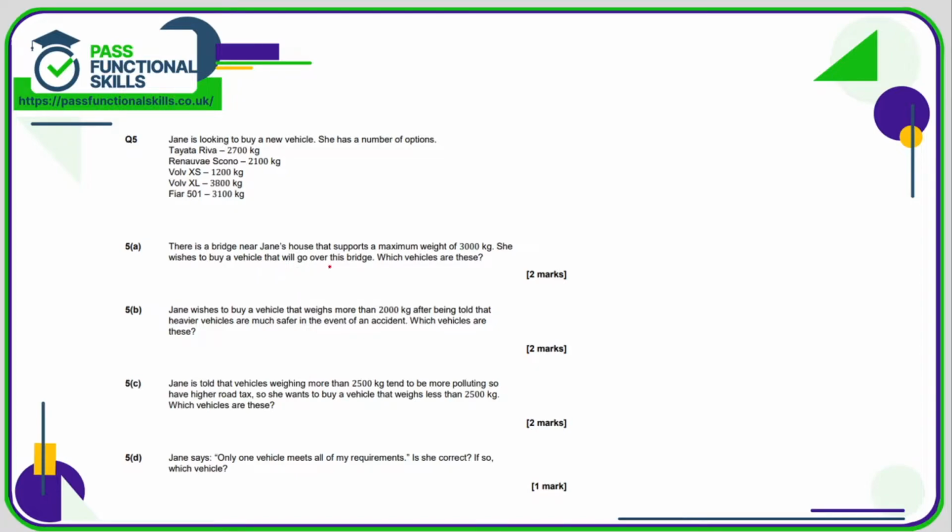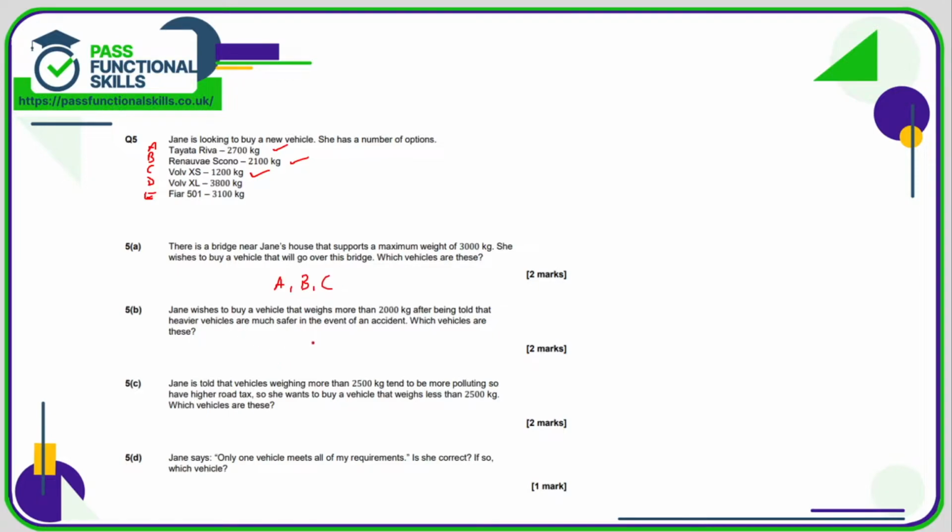So in this question we're told that there's a bridge that has a maximum weight of 3,000 kilos, so therefore Jane can't buy a car that weighs more than 3,000 kilos. So she can buy this car here, she can buy this one, and she can buy the Volvo XS as well, but she can't buy the Volvo XL or the Fiat 501. So in fact, let's just refer to these as letters so that I don't have to embarrass myself with the pronunciations of these cars. So A, B and C.